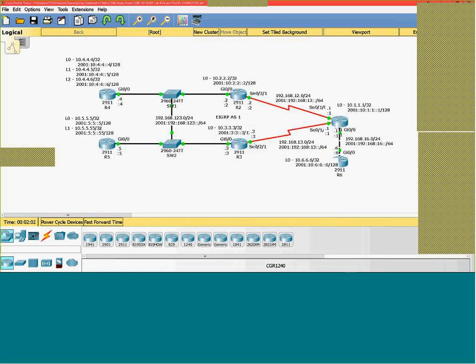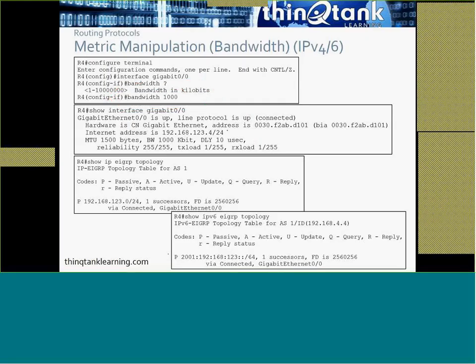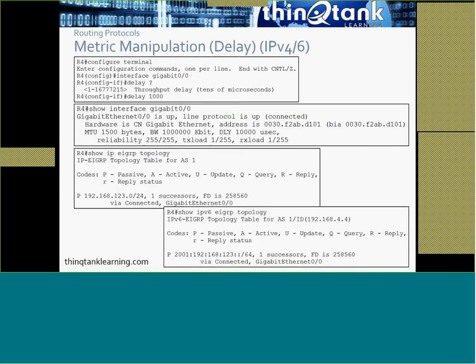This is our topology that we're going to be working with. And in addition, you can change the delay value. Now, the thing about delay is, keep this in mind: delay is written in tens of microseconds. So if I put in a delay of 1000, I have to multiply that times 10 to see the value in microseconds. So a delay of 1000 actually results in a delay of 10,000, because in the output, it's in microseconds.